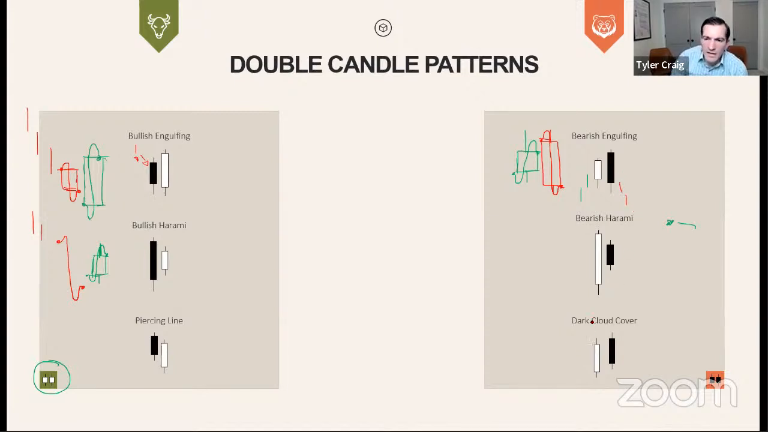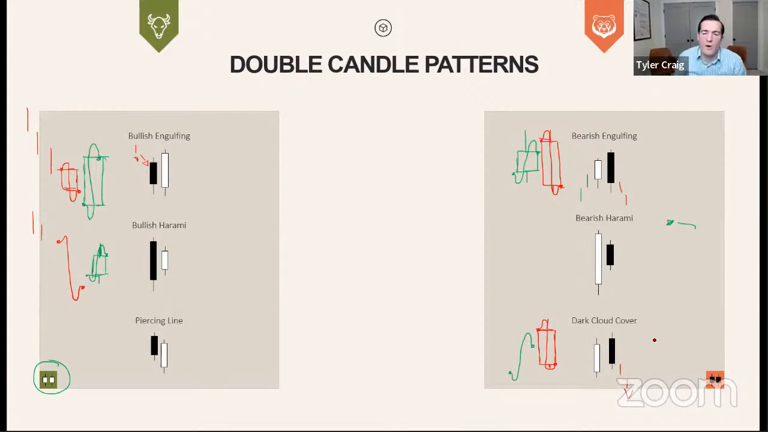Dark cloud cover is similar. You gap up that next day. So a white bar, or up day: open, down, up, close here. And then you gap up the next day. Bulls are giddy, right? You gap up and then you sell off. That's what that next bar would be. And that red bar kind of overshadows that prior day, kind of ominous. Often you'll get a downside reversal after that.